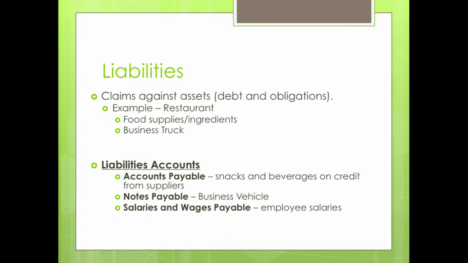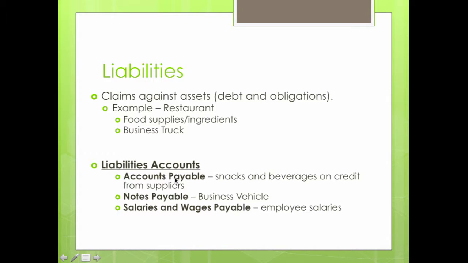Liabilities are claims against the assets or the debt and obligations. As stated earlier, you may buy different items for your business on credit. It doesn't matter what it is. Equipment, supplies, doesn't matter. When you owe money for something that you purchased, it becomes a liability. Within liabilities, we will be dealing with several accounts as well. This includes the accounts payable.